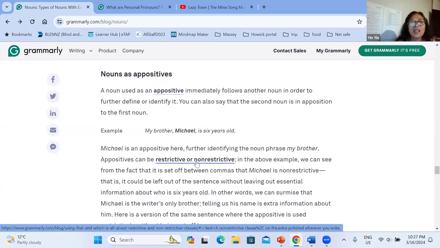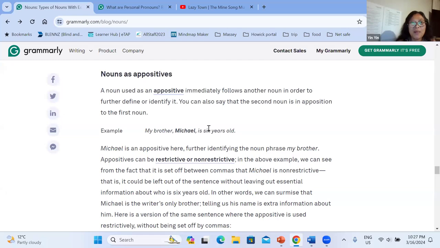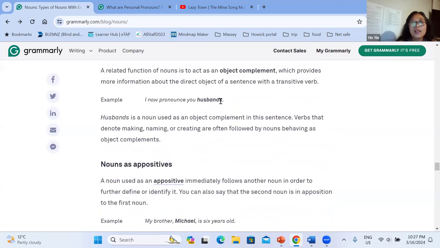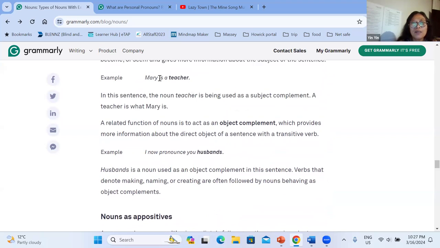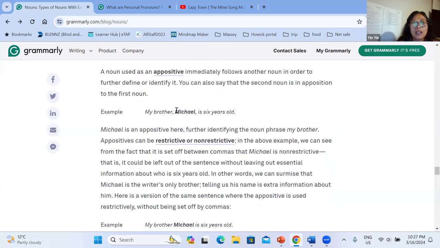An appositive is a noun that immediately follows another noun in order to further define or identify it. Like a complement, it can follow the verb to be. You can't know directly what an appositive looks like.